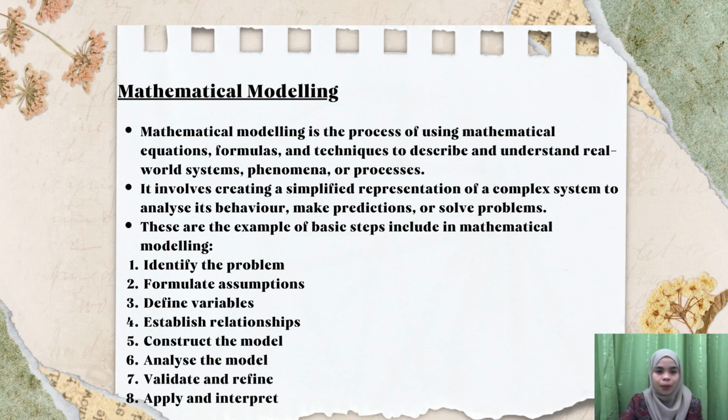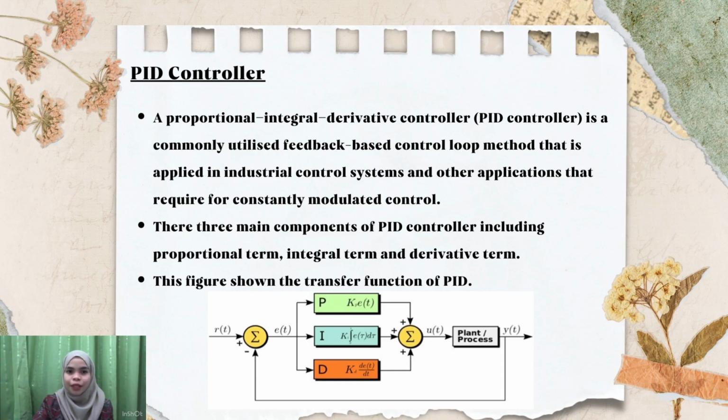First, identify the problem, formulate assumptions, define variables, establish relationships, construct the model, analyze the model, validate and refine, then apply and interpret. A proportional integral derivative controller, or PID controller, is a commonly utilized feedback-based control loop method that is applied in industrial control systems and other applications that require constantly modulated control. There are three main components of a PID controller, including the proportional term, integral term, and derivative term. This figure shows the transfer function of PID.